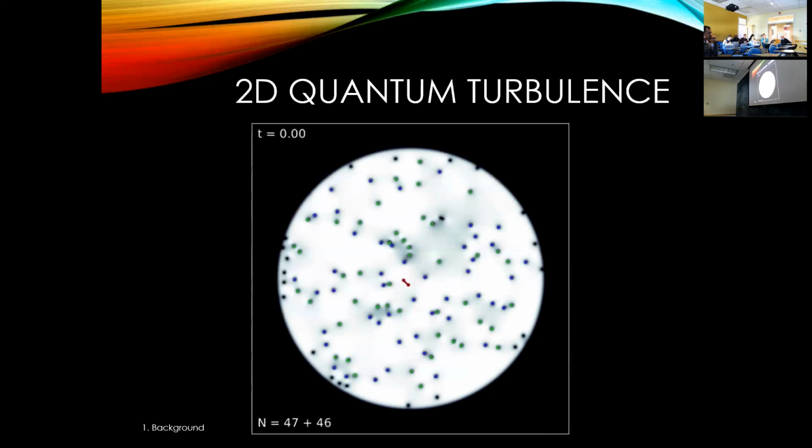What's the initial condition? So this is the initial condition. It's literally I start with a flat pancake Bose-Einstein condensate, and then I imprint these vortices by hand. So this is kind of an artificial initial condition, but as we'll see, you can do a similar initial condition in experiments.